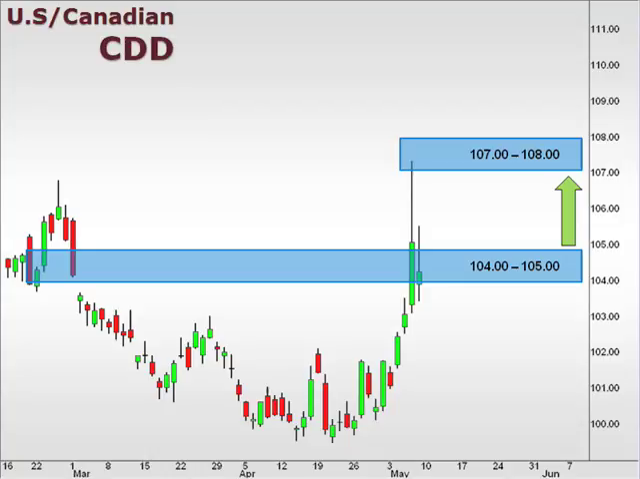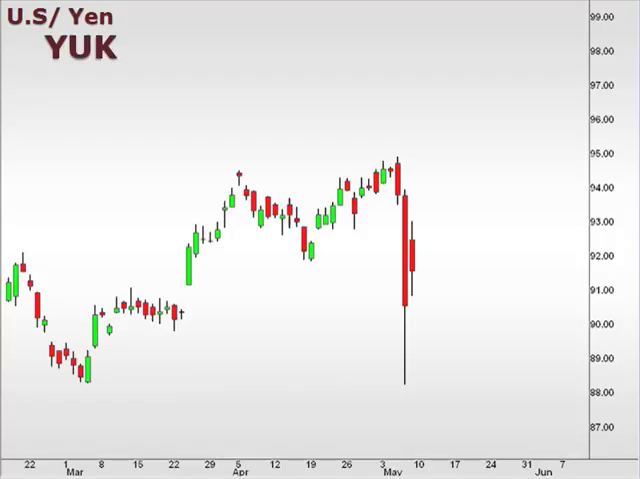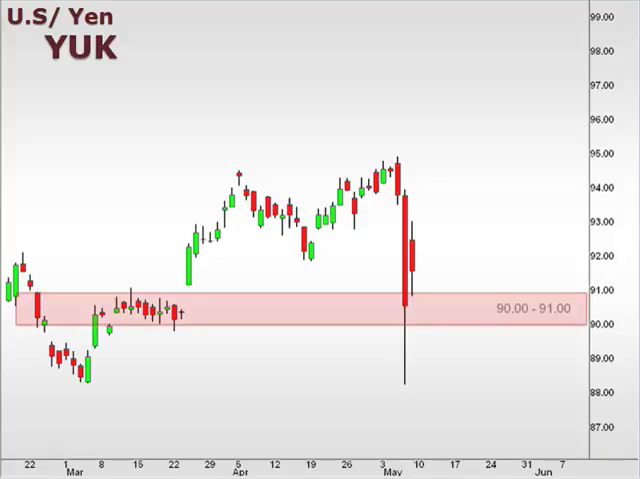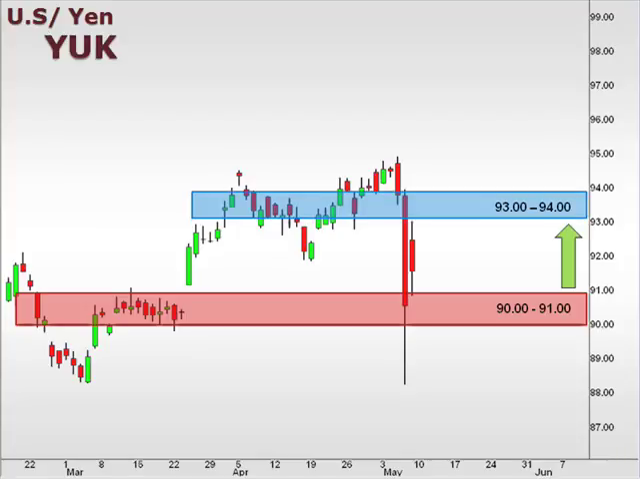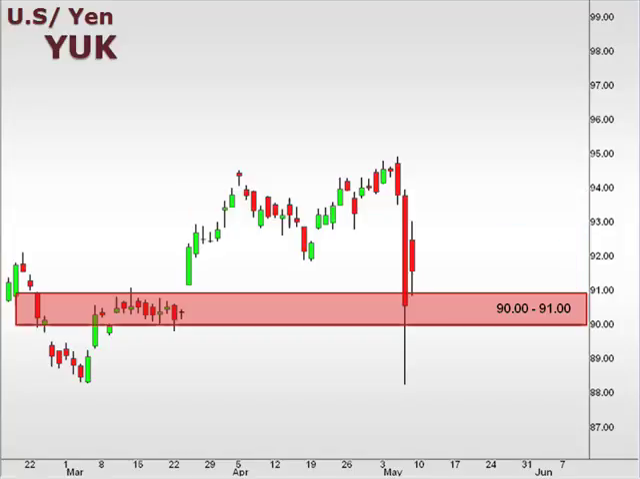The US dollar slipped lower against the yen as seen here in the YUK. The 90.91 held support, and we are now looking for the possible start of a trend reversal with the 93.94 level being a key overhead resistance. Failure at 90.91 brings the 87.88 box back into the picture as the next logical target to the downside.